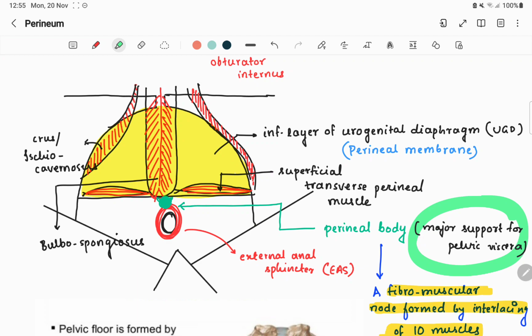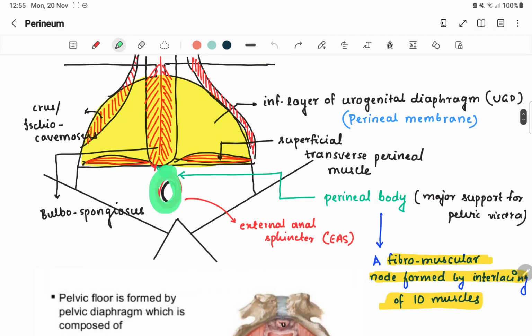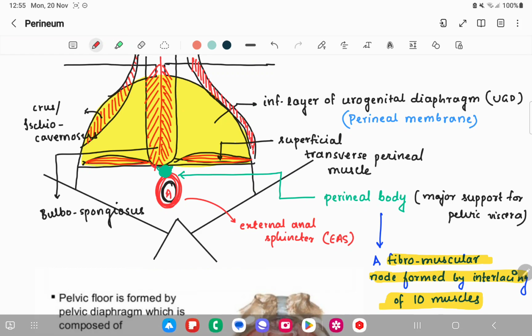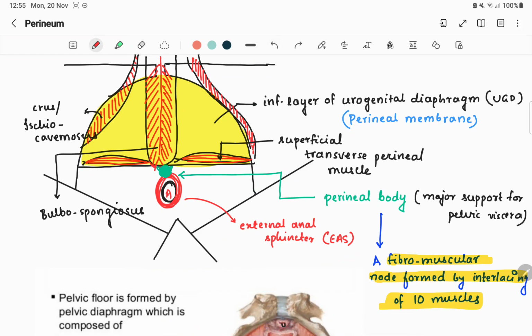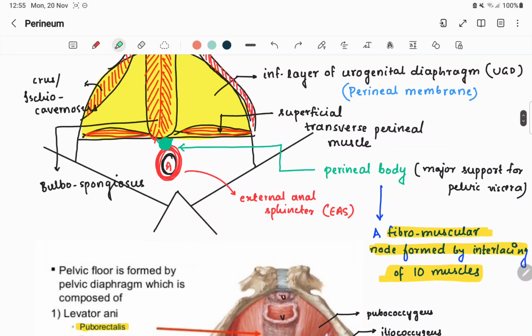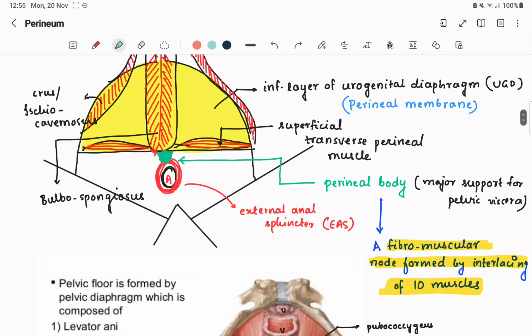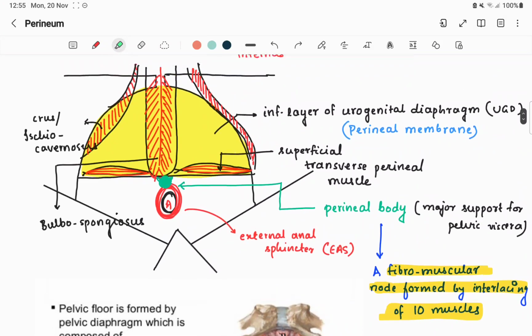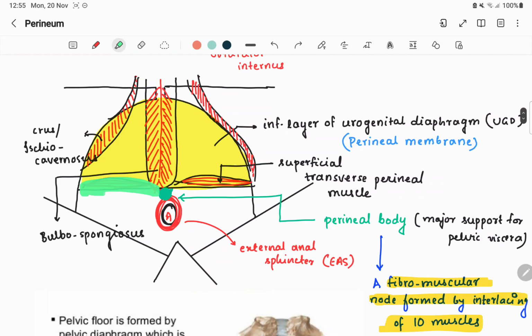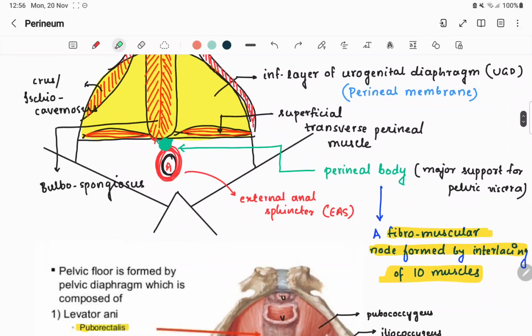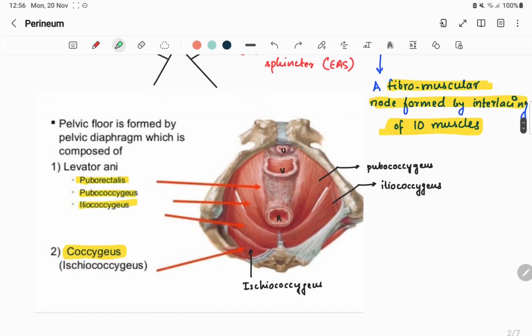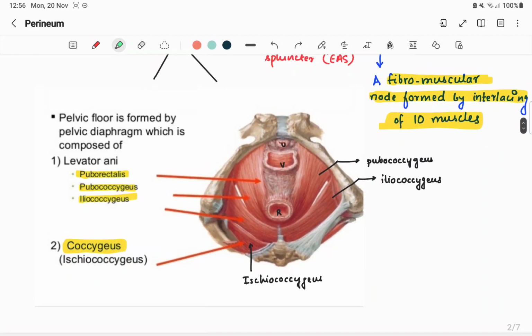It's a major support for the pelvic viscera, and this is your external anal sphincter which is guarding the anus. You can consider this as the anus, and this is the external anal sphincter guarding it. The external anal sphincter is voluntary, but your internal anal sphincter is involuntary. We have two other muscles present transversely here, which are called the superficial transverse perineal muscles.